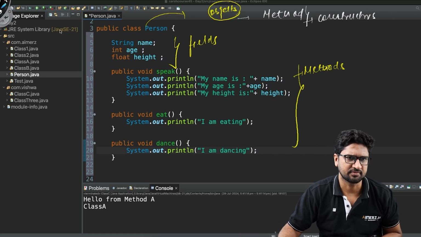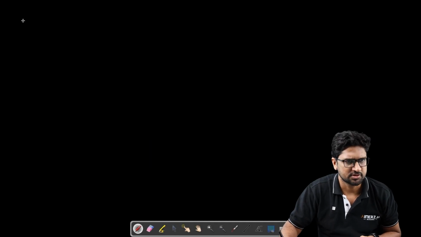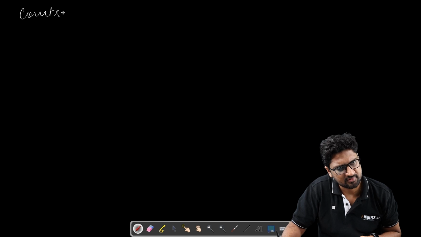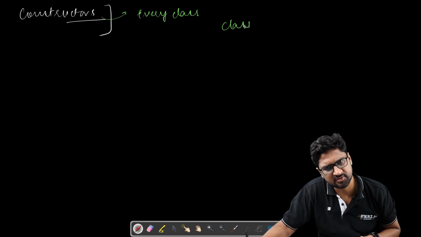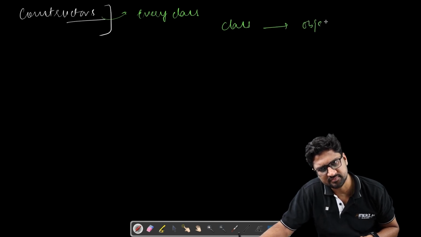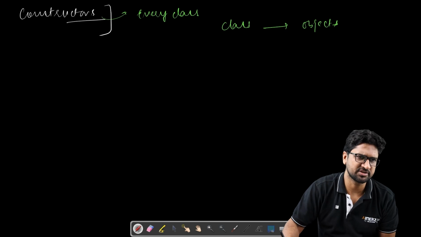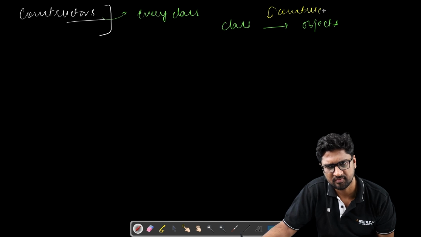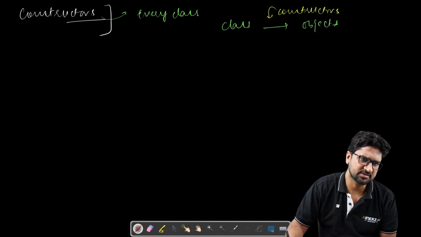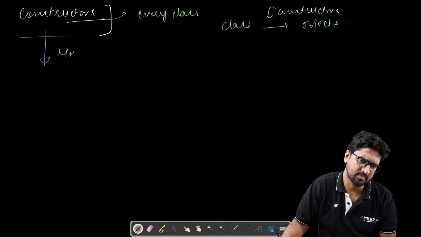For example, if I come back here and talk about constructors, this has to be present in every class, so that from the class you can create the objects. You do it with the help of something called a constructor. So constructors are more like methods only, sir. They are more like methods only, but with some special criteria.